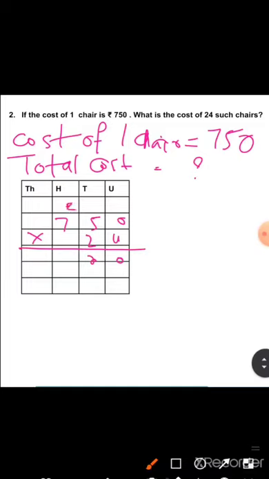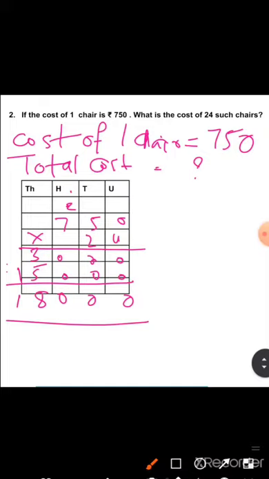4 7s are 28, 28 plus 2, 30, 0. 2 0s are 0, 2 5s are 10, 0 down, 1 carry forward. 2 7s are 14, 14 plus 1, 15. Add 0, 0, 0, 5 plus 3, 8 and 1. So this answer is 18,000. Here you will draw one more box of 10,000.